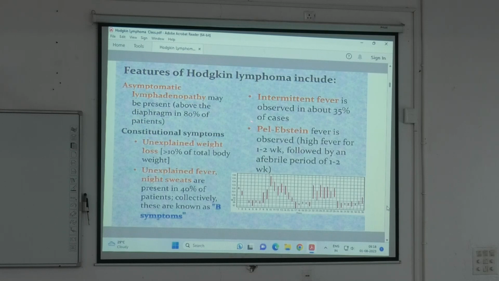And the characteristic fever is called Pel-Ebstein type of fever. This is a febrile stage followed by an afebrile stage, 2 to 3 weeks of febrile stage followed by an afebrile stage. This type of fever is called the Pel-Ebstein type of fever. That is a characteristic of this disease.